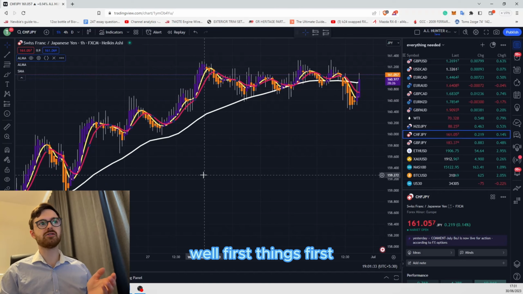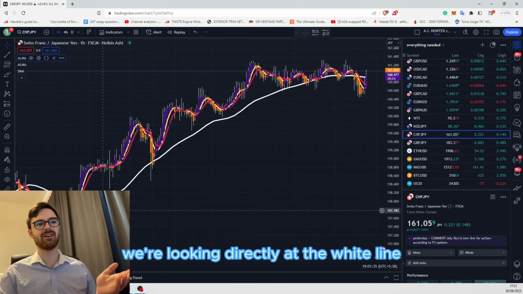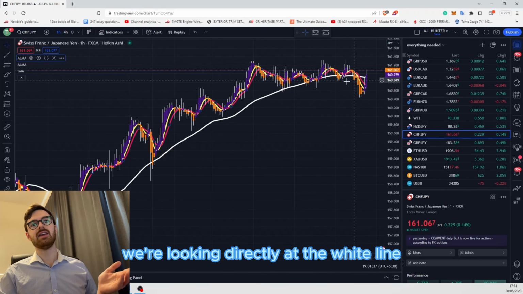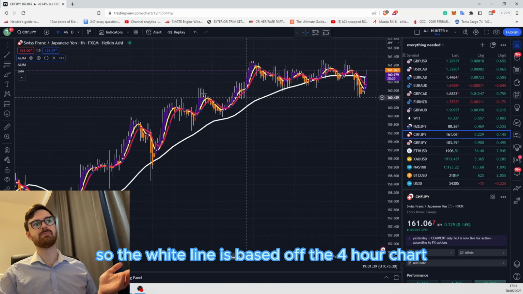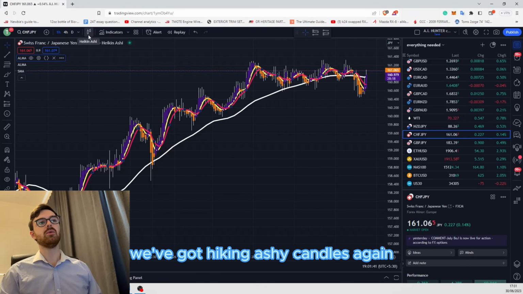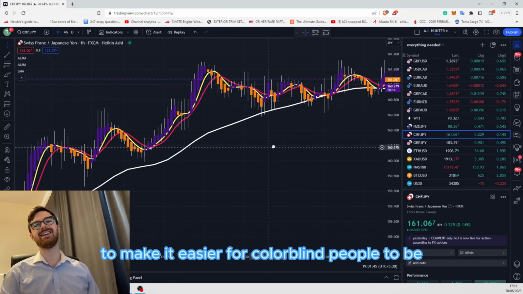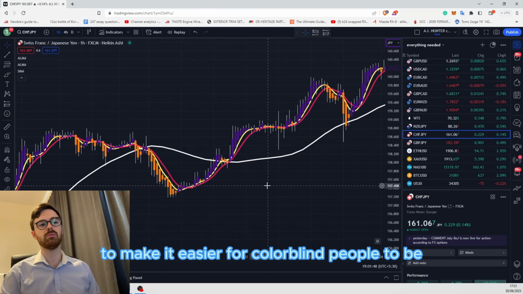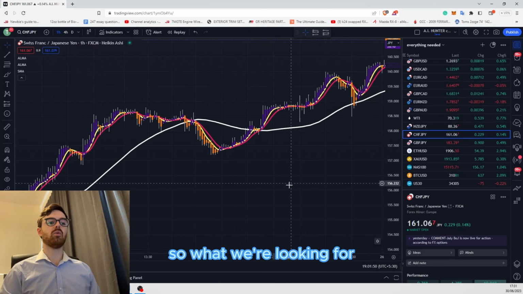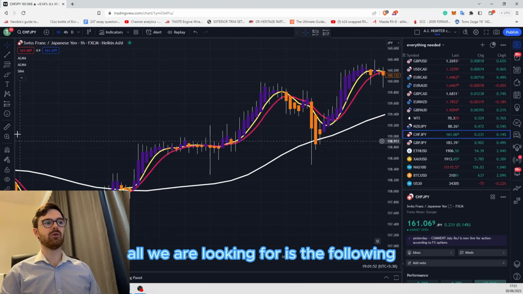Well, first things first, we're on the 1 hour chart. We're looking directly at the white line, which is based off the 4 hour chart. We've got Heikin Ashi candles. Again, I've just set my colours to purple and orange to make it easier for colourblind people. So all we are looking for is the following.